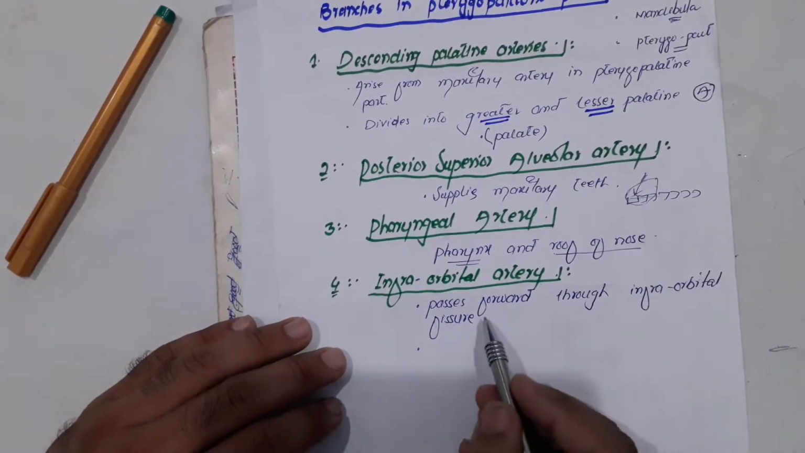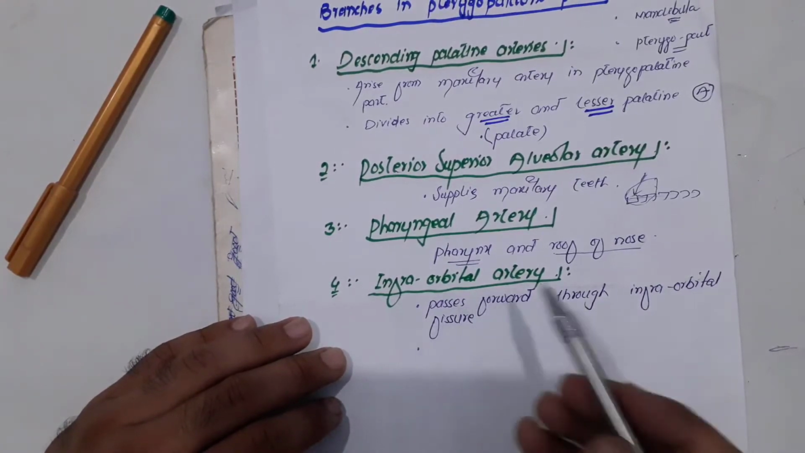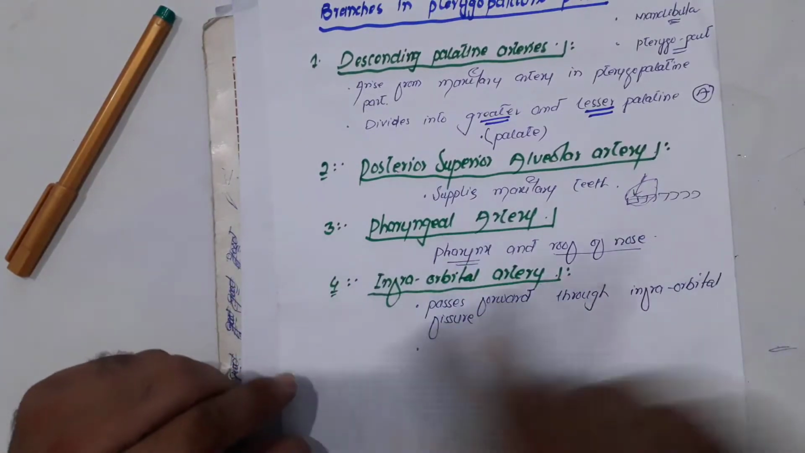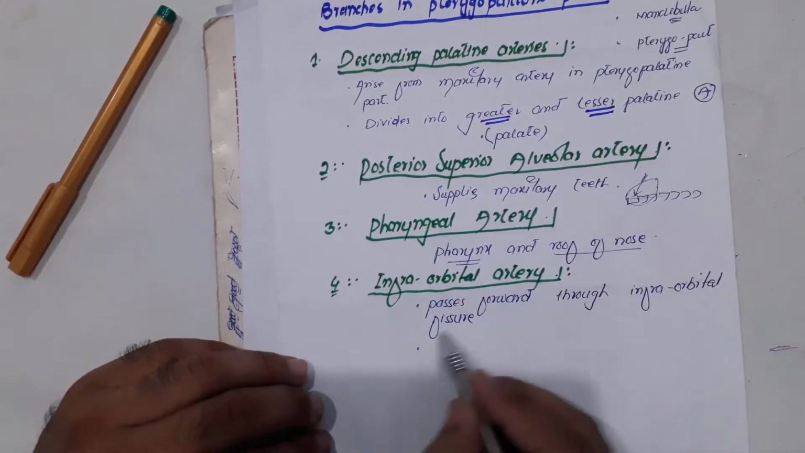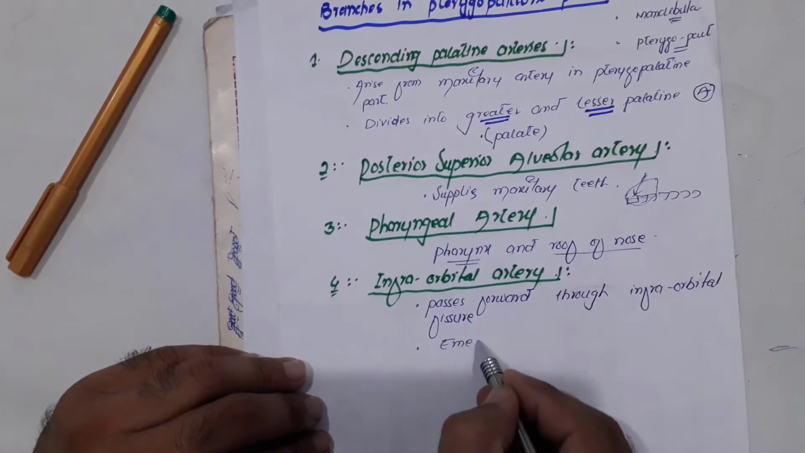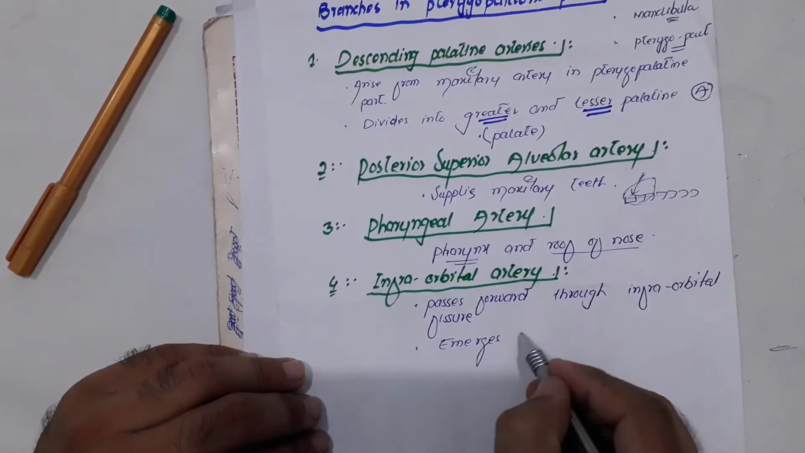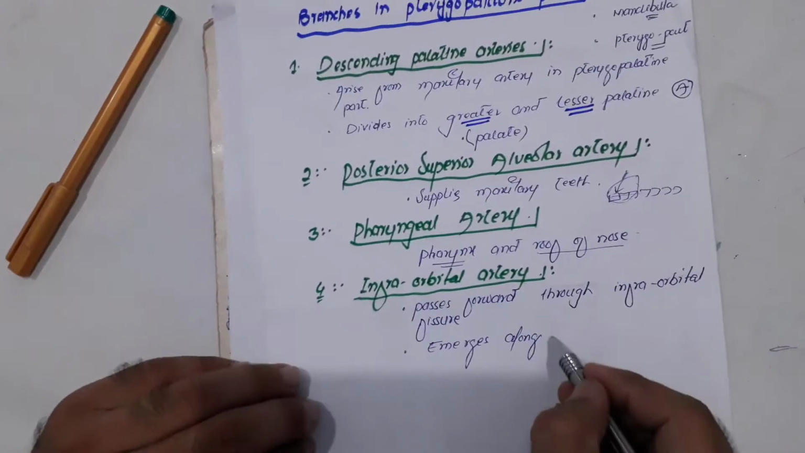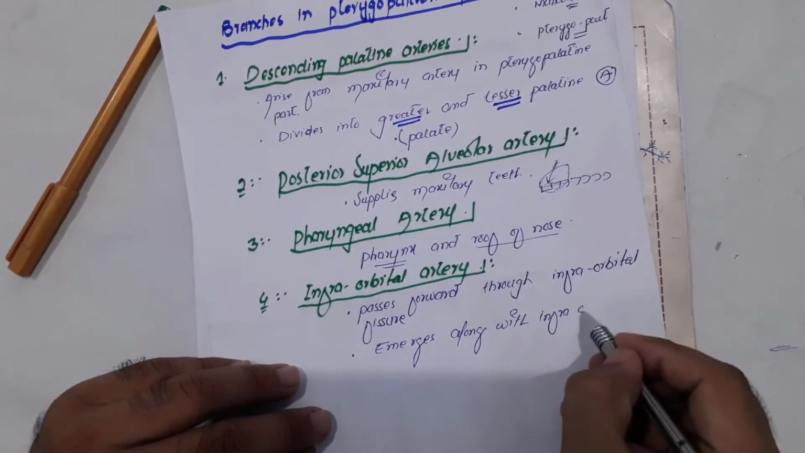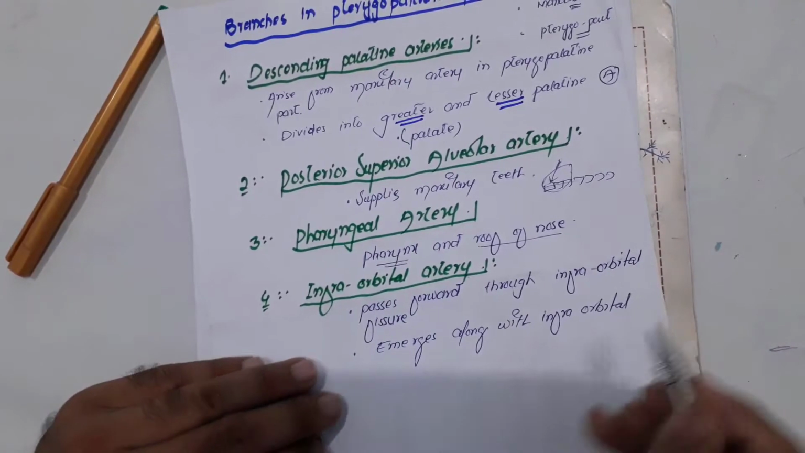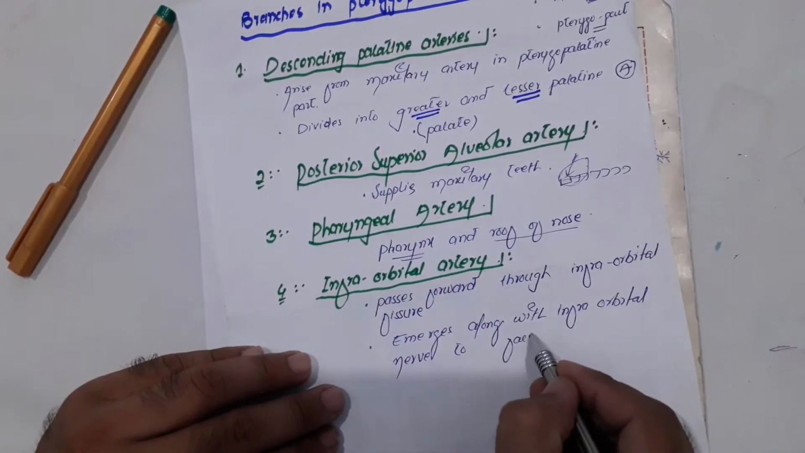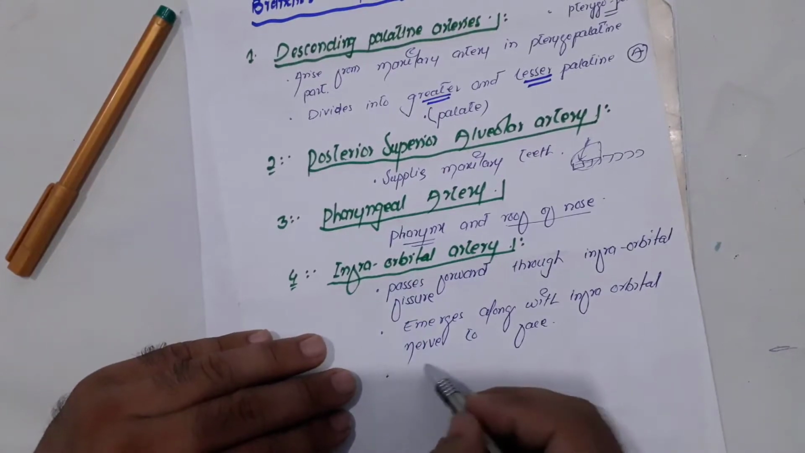Then this artery, there is a nerve which is called infraorbital nerve, and this artery along with that nerve emerges to the face, right? So infraorbital artery emerges, right, along with infraorbital nerve to face. Clear? Now what does it supply?